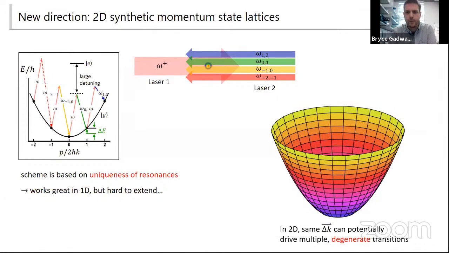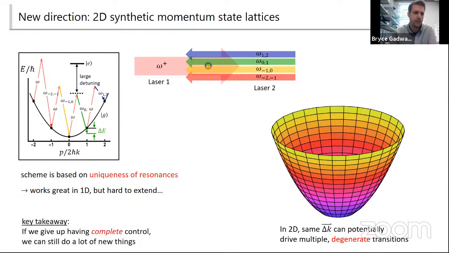That would be fun to pursue, but if I look at the native energy landscape that we're trying to drive Bragg transitions in, this is something like px squared plus py squared over 2m. If I fix my change in momentum vector delta k, I have a lot of parallel transport transitions that are degenerate. So a number of different transitions that I can't spectroscopically isolate. And so you either throw up your hands and say, I can't do anything, which is what we did for a long time, or you say, I'm going to give up having complete control and I can still do a lot of new things. And that's kind of where we're at now.